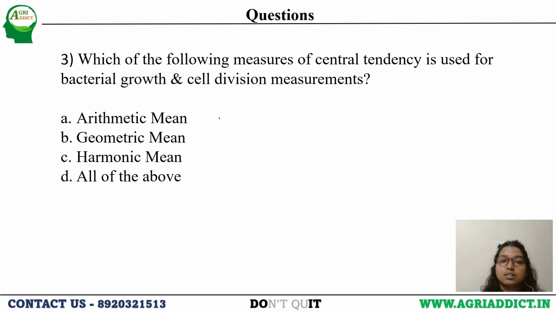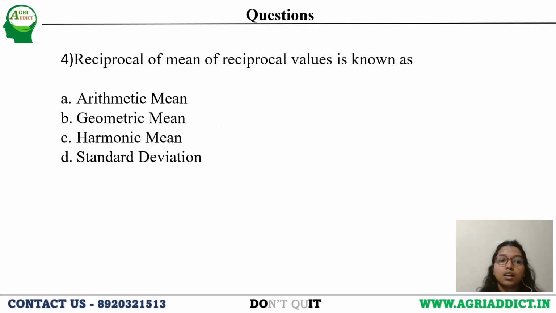Okay. Next, the question is: which of the following measures of central tendency is used for bacterial growth and cell division measurements? The options are arithmetic mean, geometric mean, harmonic mean, or all of the above. We said that for bacterial growth and cell division measurements, we go for geometric mean. So option B will be the correct answer here.